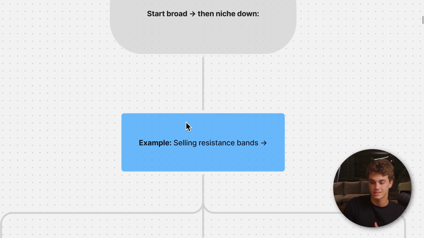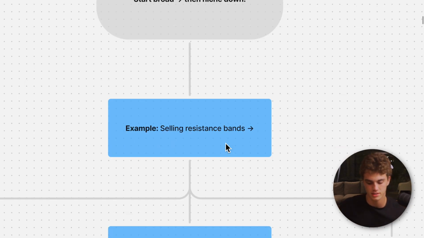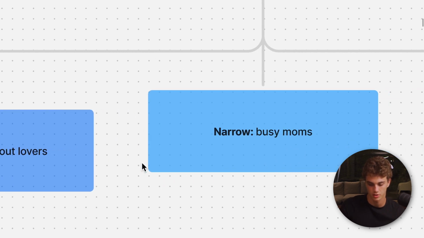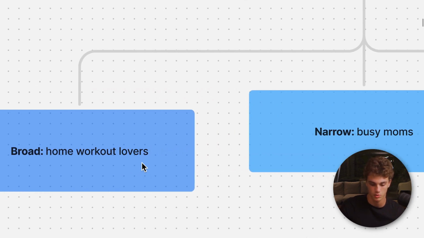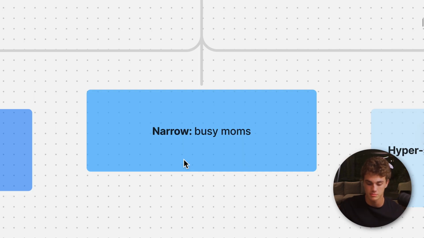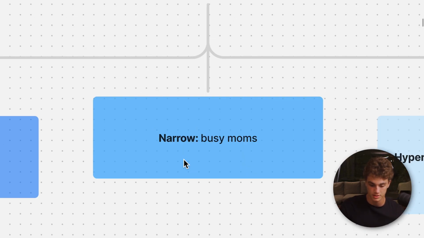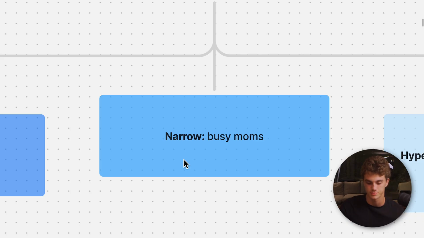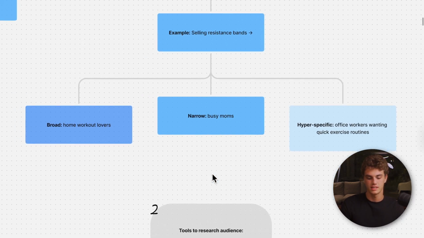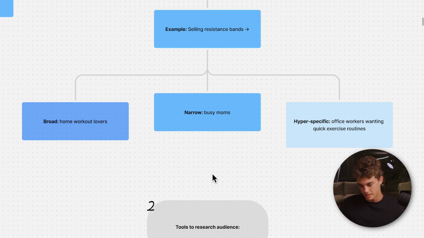From that, you can also understand who would want to find your product and who wants to actually buy from you. Another example of this is selling resistance bands. The broad overview is going to be home workout lovers. People at home that really want to work out can easily use resistance bands. So people who have injuries, that kind of thing, very, very useful. It narrows it down to busy moms. People who have to stay home are limited to not being able to go to a gym. And then hyper-specific would be office workers wanting a quick exercise routine. So from that, you can very easily come to a very specific niche of people.